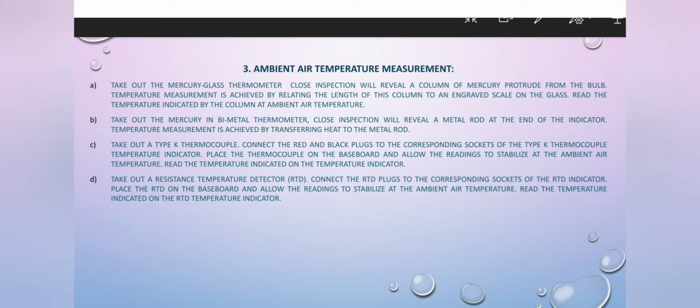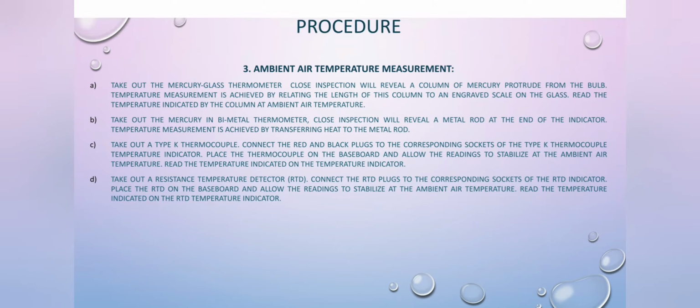For step D, we take out a resistance temperature detector, RTD, and connect the RTD plug to the corresponding socket of the RTD indicator. We place the RTD on the baseboard and allow the readings to stabilize at the ambient air temperature. We read the temperature indicated on the RTD temperature indicator.